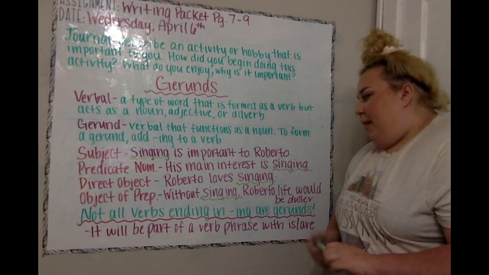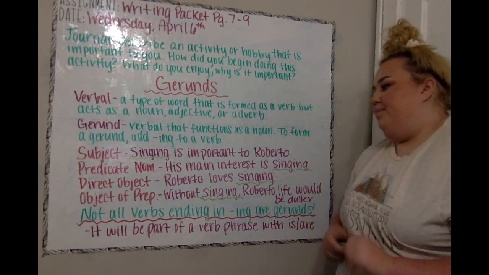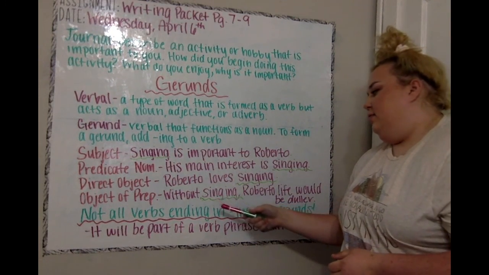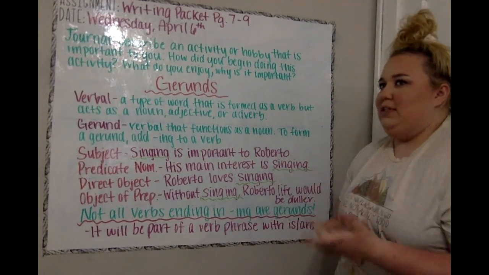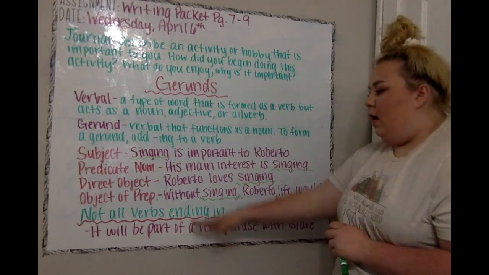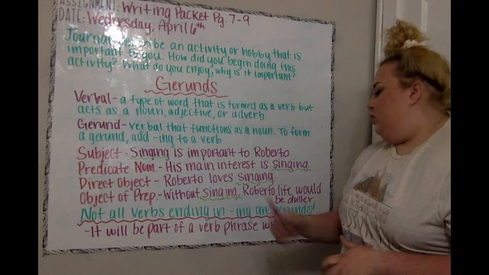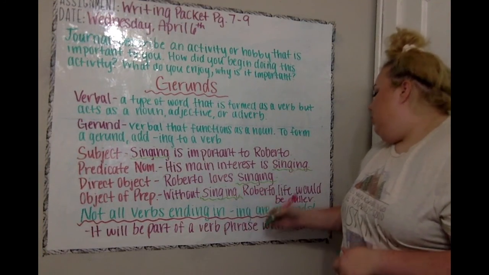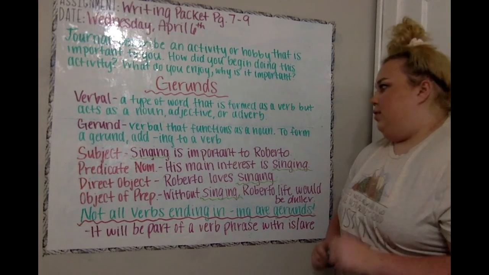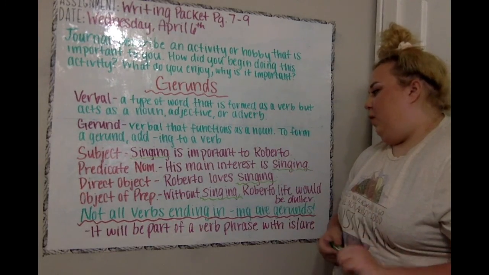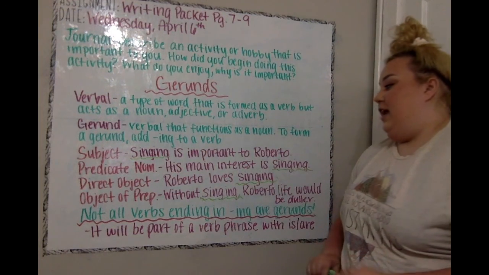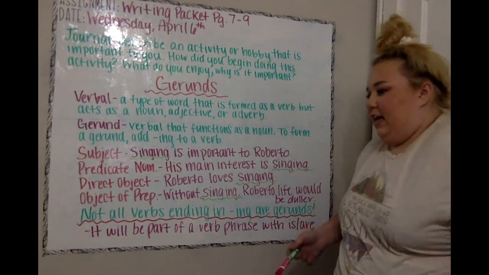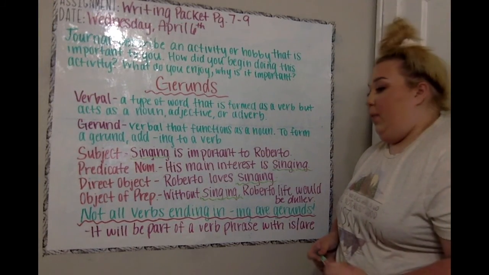So the object of the preposition, that's just the noun that comes after some sort of preposition or prepositional phrase. Here our preposition is without. So it says without singing, Roberto's life would be a lot duller. It would just be a lot more boring. So it's not saying he's singing. It's just saying if his life didn't have singing in it, he'd be a lot more bored.